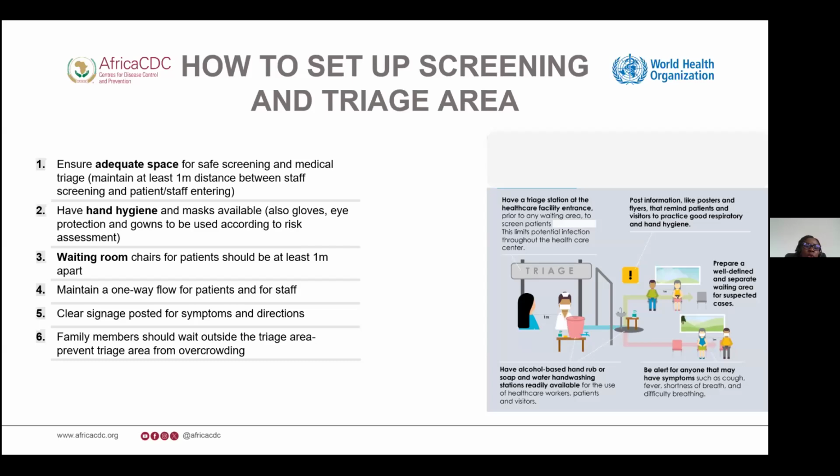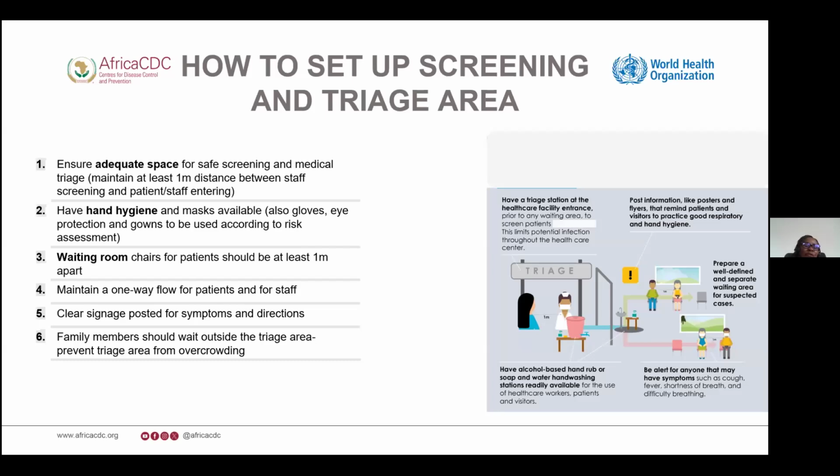We need to set up a waiting room. There should be at least 1 meter apart for the various patients, because we will have suspected cases of Mpox and others that will not be suspected. So they should not be mixed up. They should not be cohorted. We also need just a one-way flow for patients and for staff.